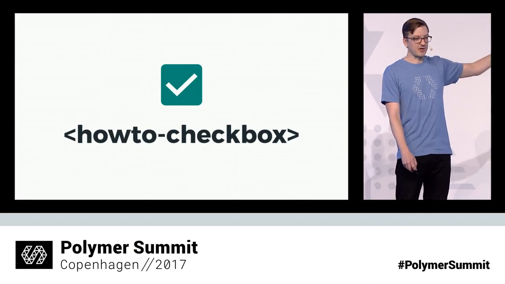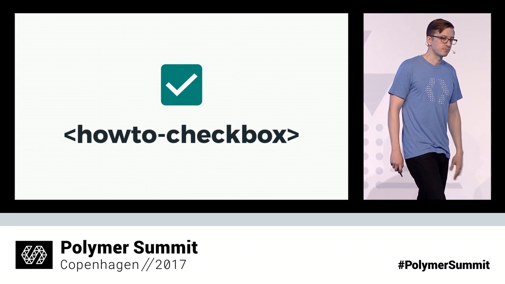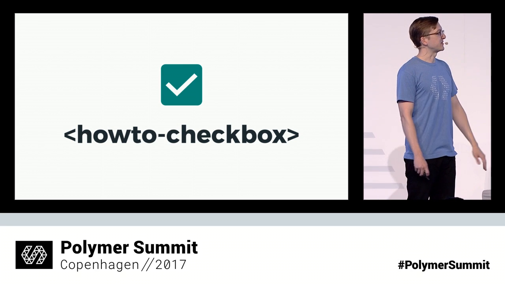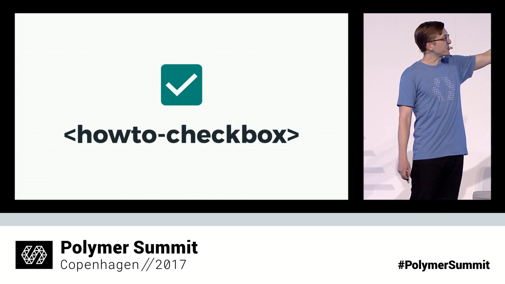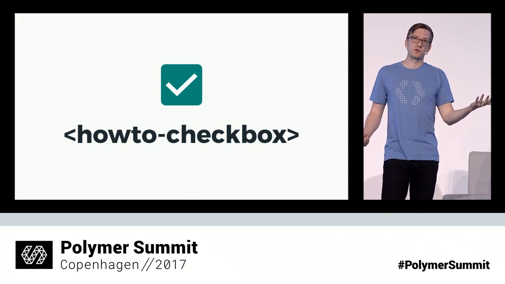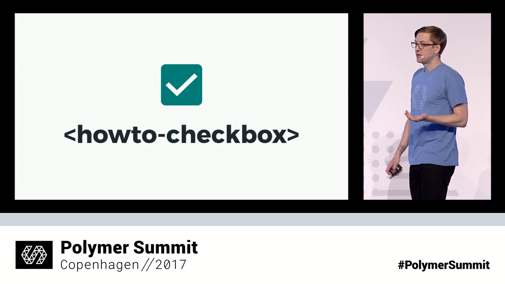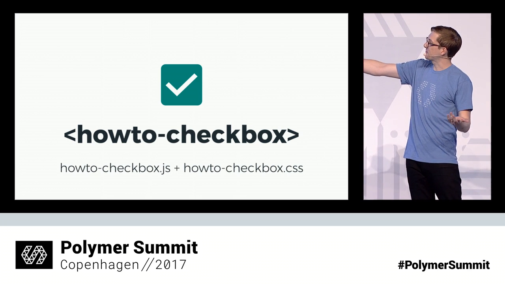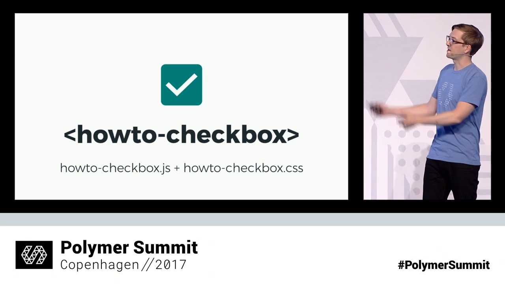So the first element we created was a checkbox. Here it is, very simple, how-to checkbox. Seems straightforward enough. It's a single tag. It doesn't have any children. I didn't see why something like this would need shadow DOM. So instead, we were like, okay, cool. We have a JavaScript file for our element definition, and then we have a CSS file for all of the styles.